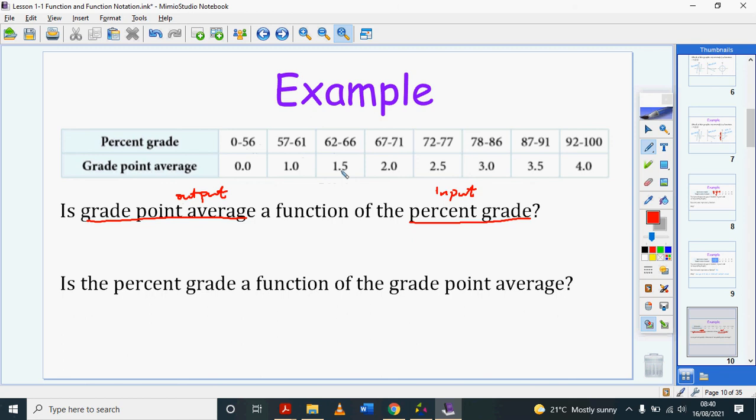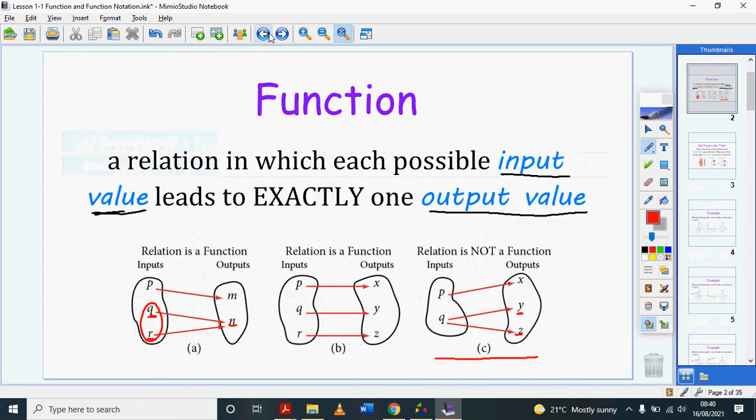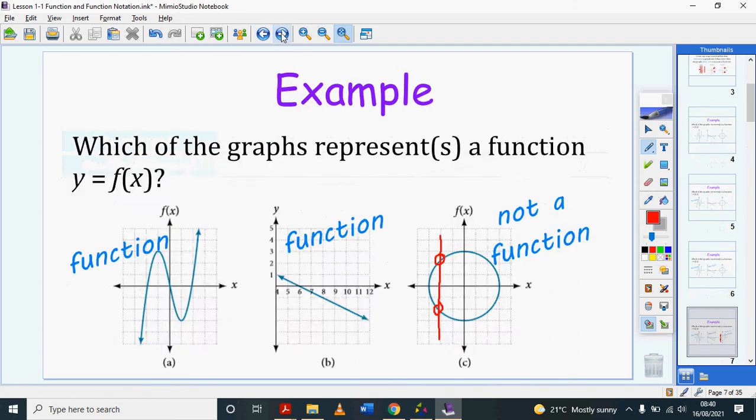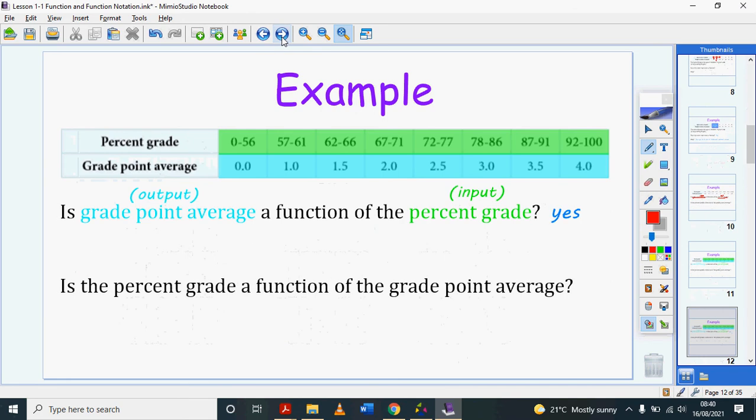So you can take a second here and pause the video and see whether this is a function or not. Or you can just refer back to the very first diagram that we drew over here, then check if it's a function or not. All right, so remember, the input is percent grade, the output is GPA. So this is a function because it's possible for so many inputs to go to the same output, right? I hope you guys got that right.